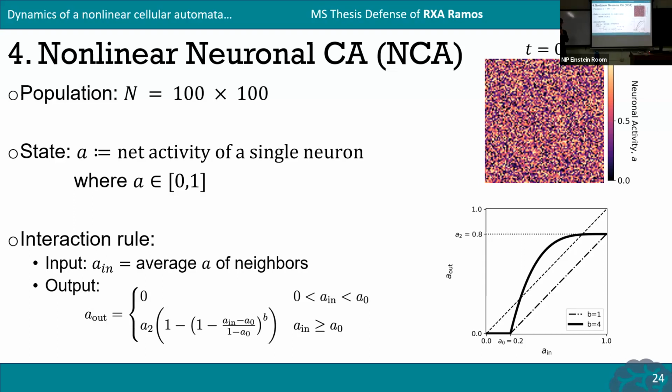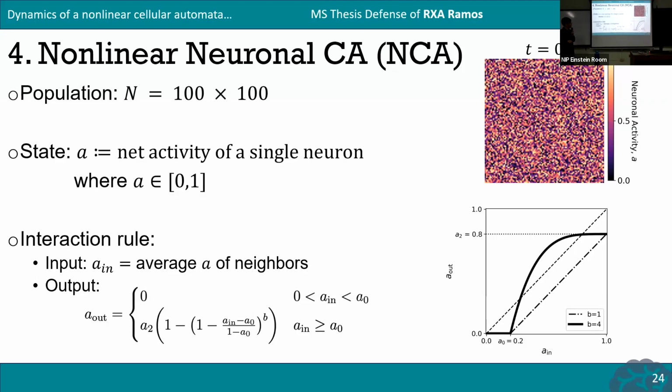For the interaction rules, we set the input to each neuron to be the average activity A of its neighbors. So if it has 8 neighbors, you will take the average A of those 8 neighbors. That will be your A sub in. Then we will use the nonlinear approximation that we have discussed earlier and map it to obtain the A sub out. The A sub out will be the next state of that neuron at the next time step.